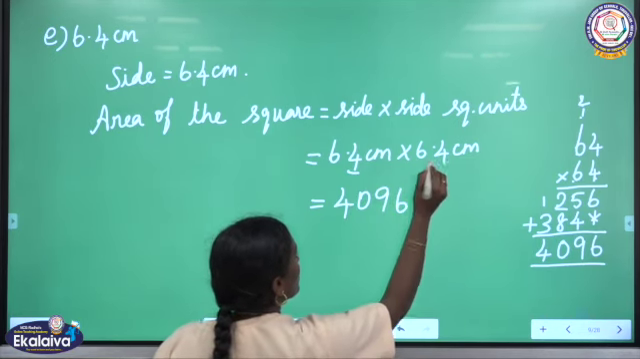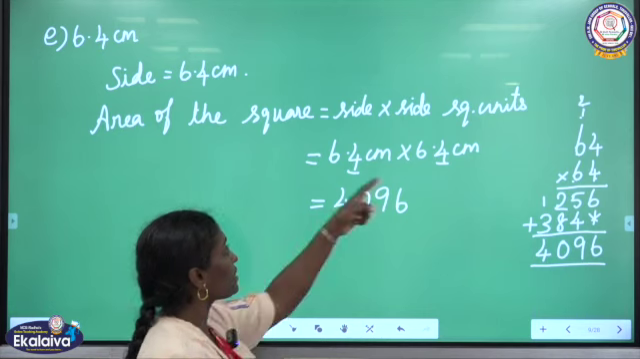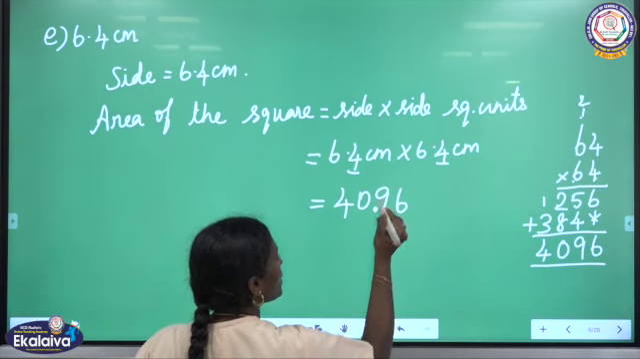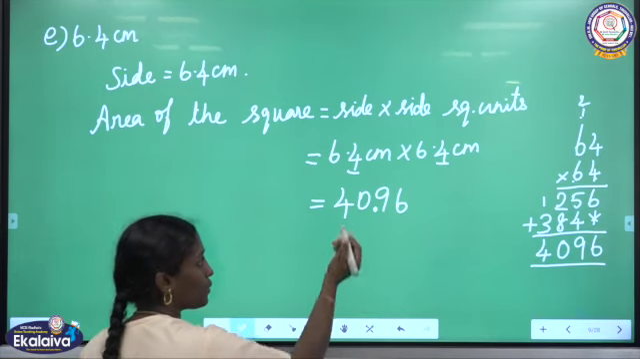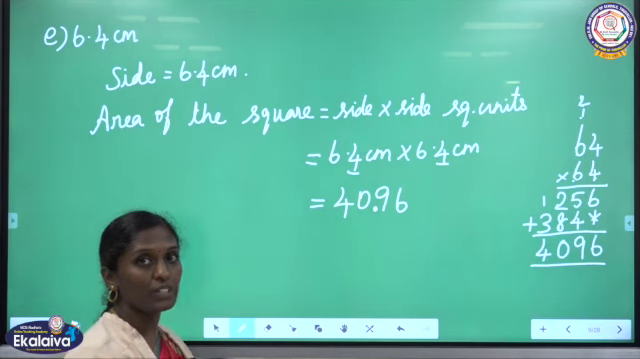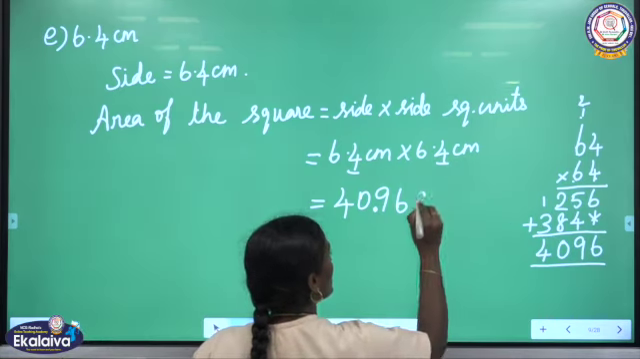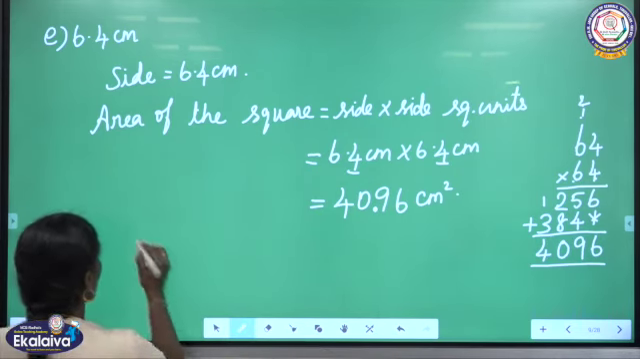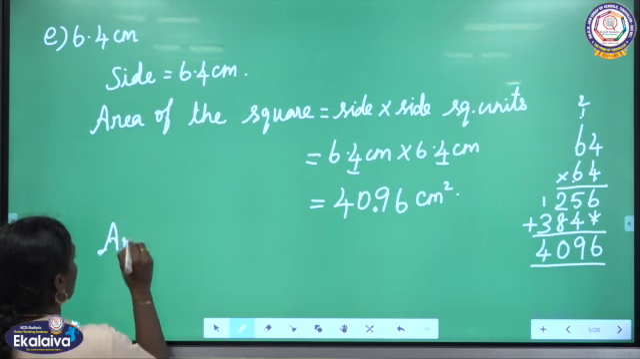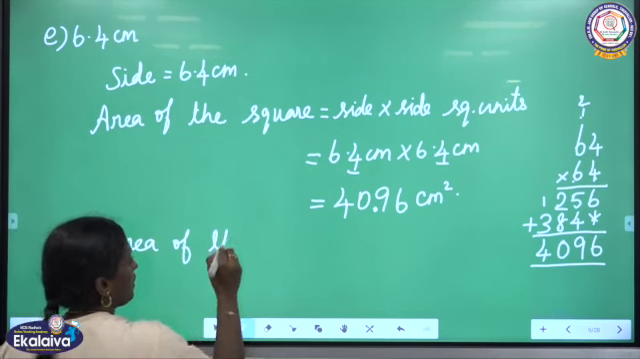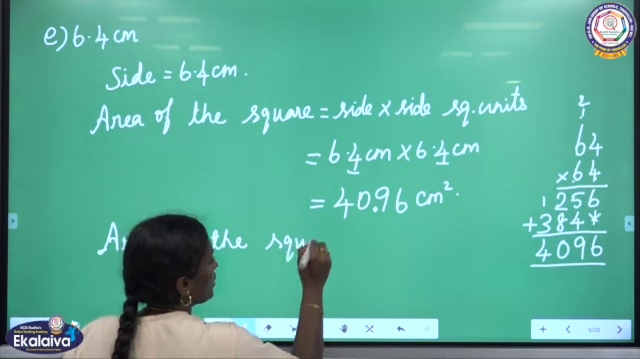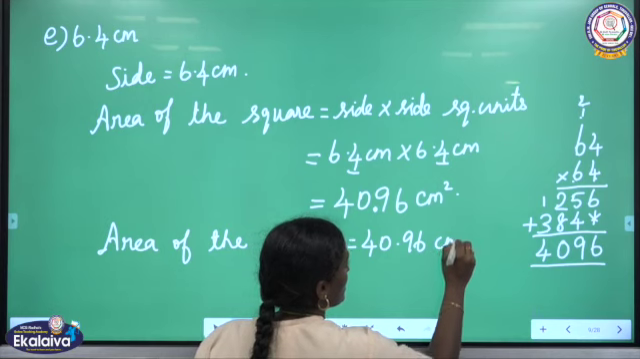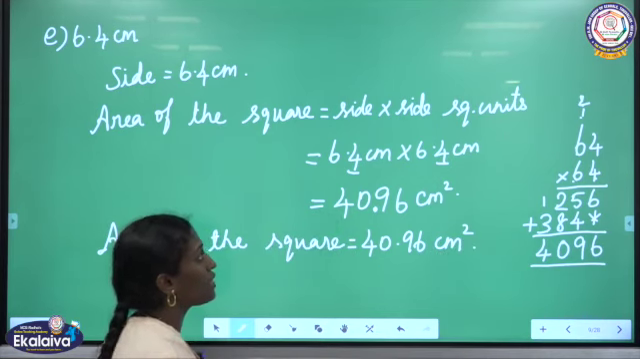Here in the given number, 2 decimal places are there. Here 1, totally 2 decimal places. So in the answer we need 2 decimal places. So from the last, before 2 digits we have to keep the decimal point. Then the number will become 40.96. Then centimeter into centimeter, centimeter square. So 40.96 centimeter square. This is the area of the square. Area of the square is equal to 40.96 centimeter square. Is it clear, children?